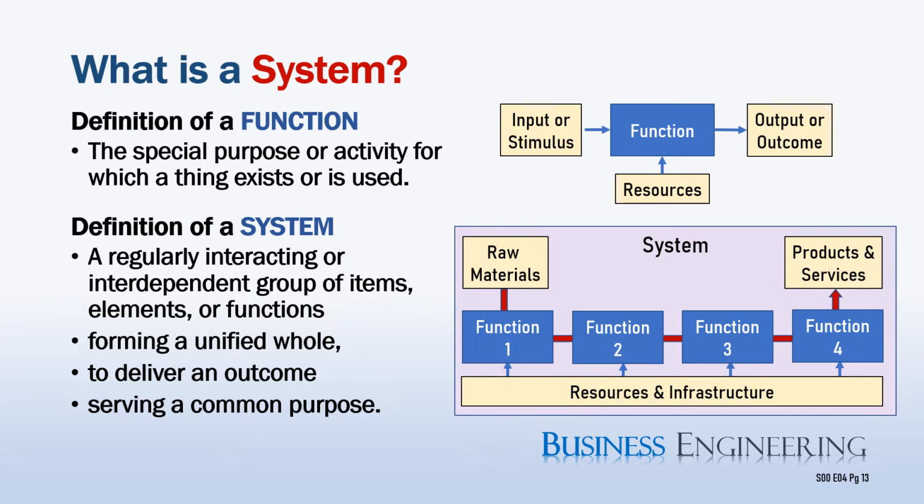What is a system? First, let's define a function, as it is a component or a building block of a system. A function can be defined as a thing which has a specific purpose or activity for which it exists. Going further, a system can be defined as a regularly interacting or interdependent group of functions, items, or elements forming a unified whole to deliver an outcome serving a common purpose.